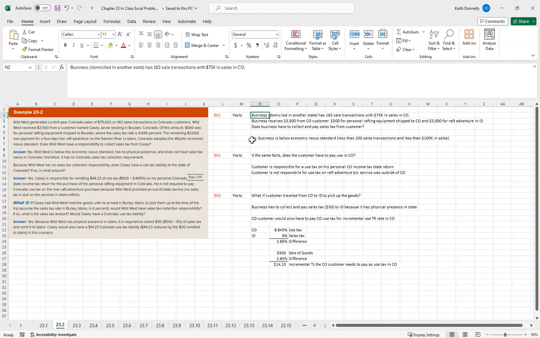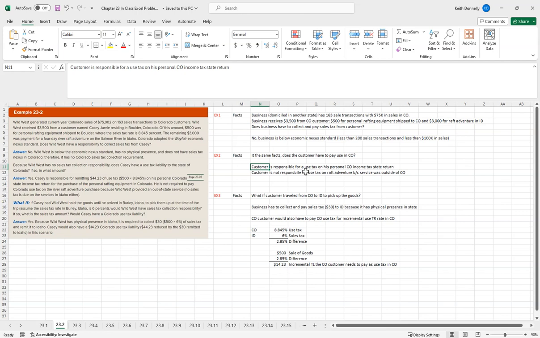23.2, right, here are some examples. There's no economic nexus there. In that one, it says in the same facts, does the customer have to pay? In Colorado there, right? Well, the idea here is the customer is responsible for a use tax, right? So if they were to come into a state and sell something, and they didn't withhold any sales tax, then the customer would have to pay use tax on that.